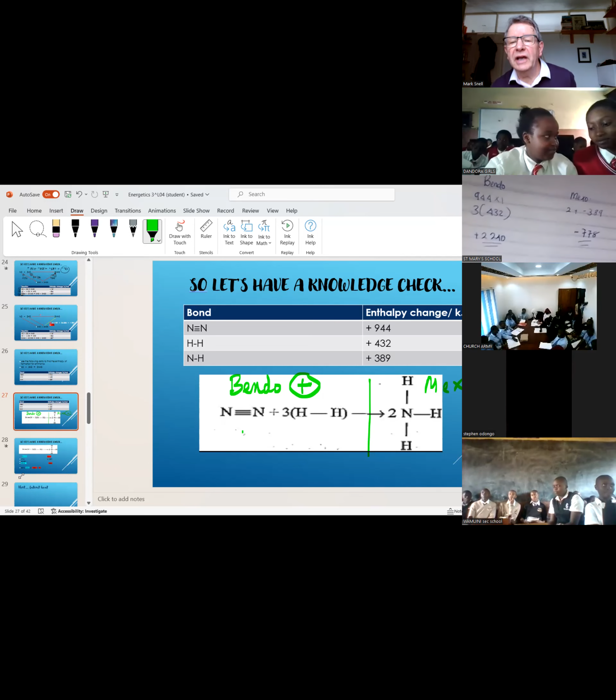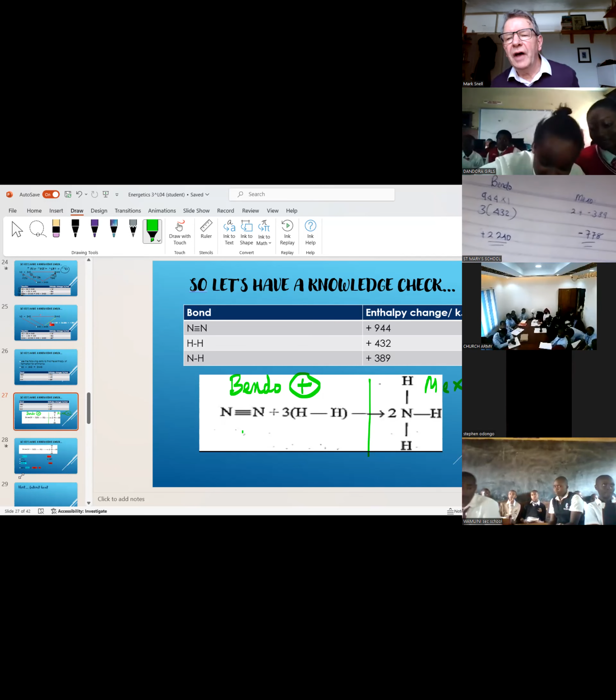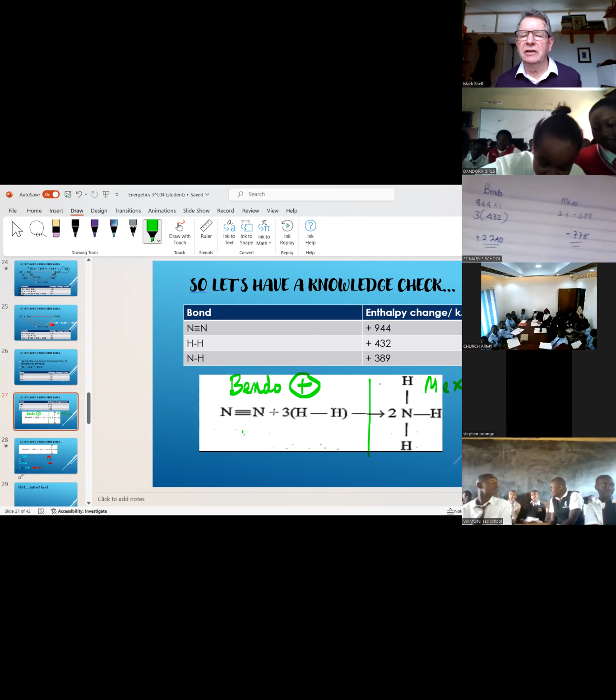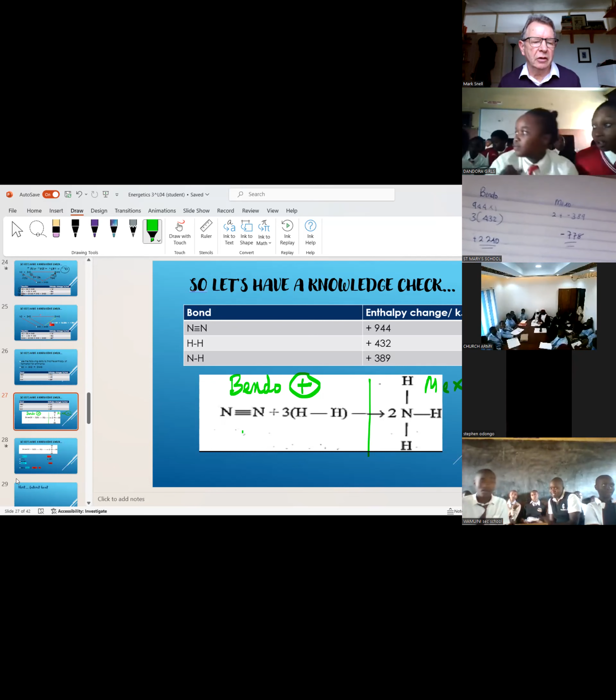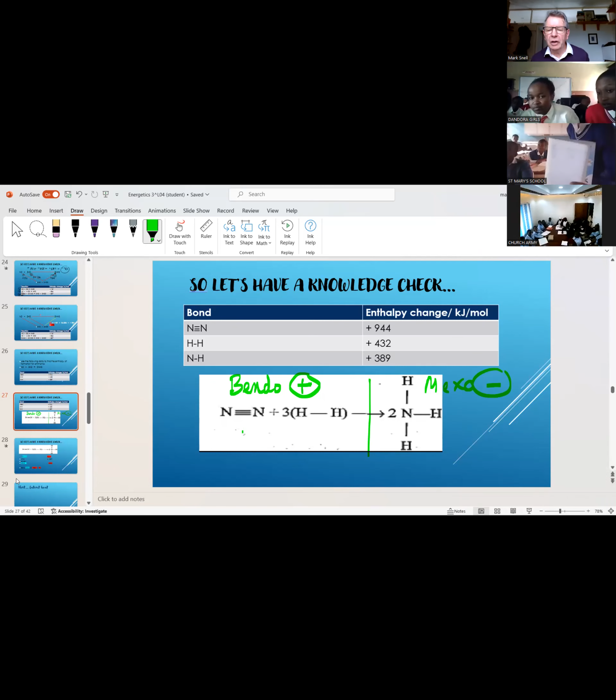Okay, so total the whole lot. It's not 2 times 389. If you look at the whole molecule, there are 2 molecules, but there are 6 bonds. 2 molecules with 3 in each one. Have another quick go, St. Mary's. Look at 2NH3. Each line needs to be made. So it's 6 times, not 2 times. Okay.